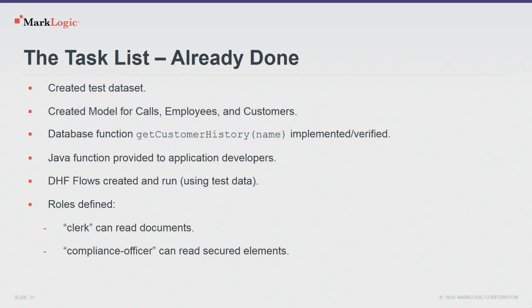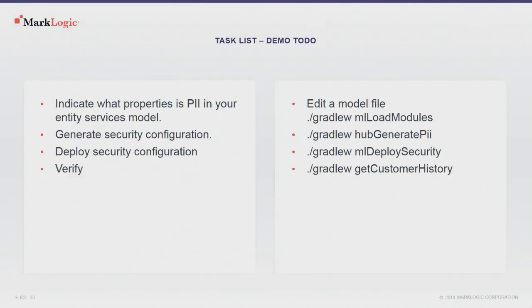I created some DHF flows and ran them. And then I defined a couple different roles. I defined a clerk. That's someone who can read documents, but not PII information. And then a compliance officer who can read the secured information as well as the documents. The steps I'll take.